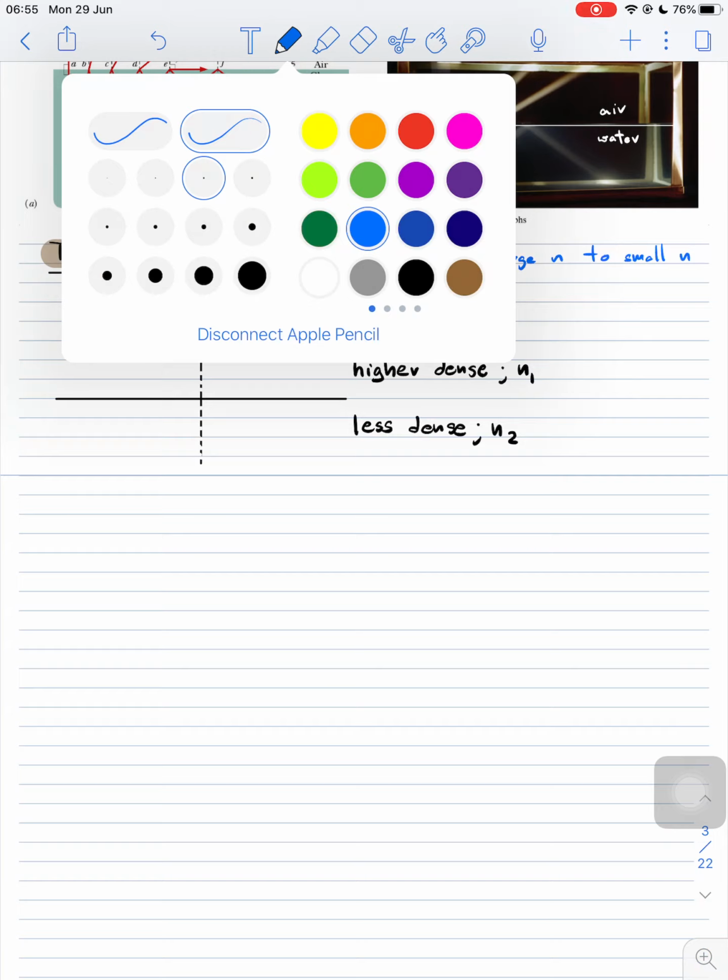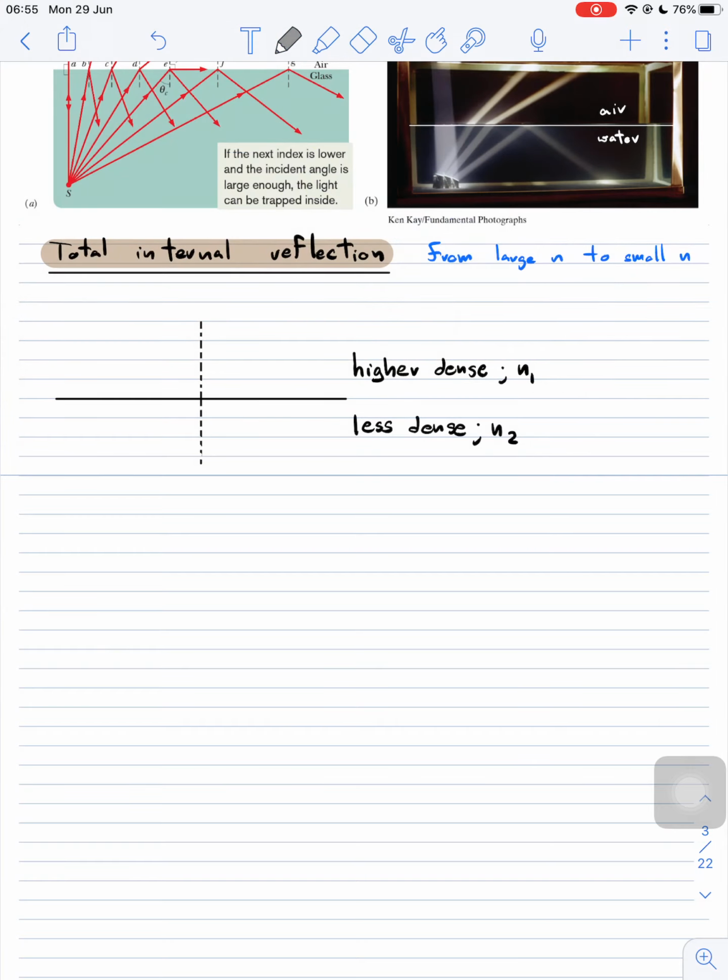Now, let's say here, if we have this incident ray, we know that some part of the ray is going to be reflected in the medium 2 in this case. So don't forget that.